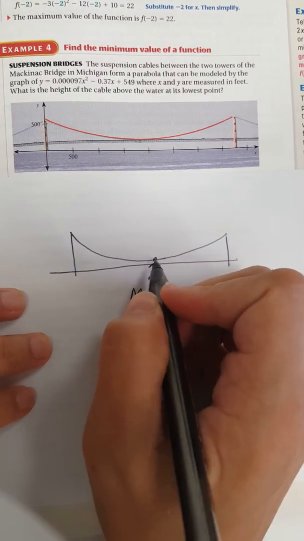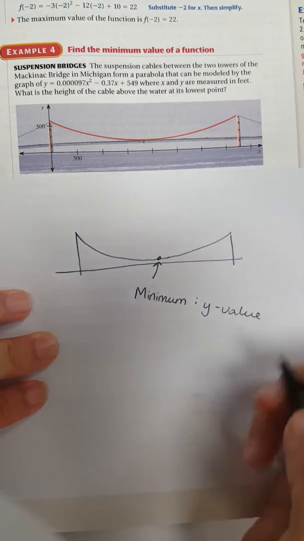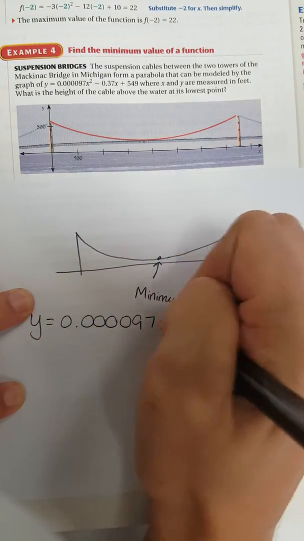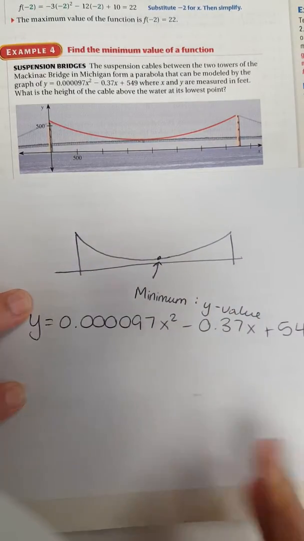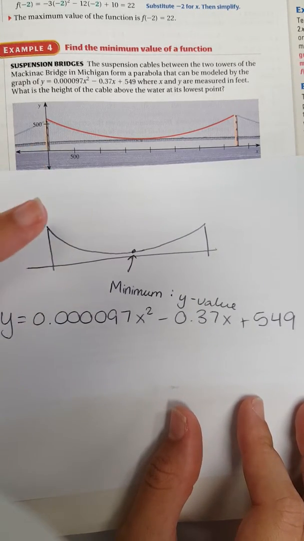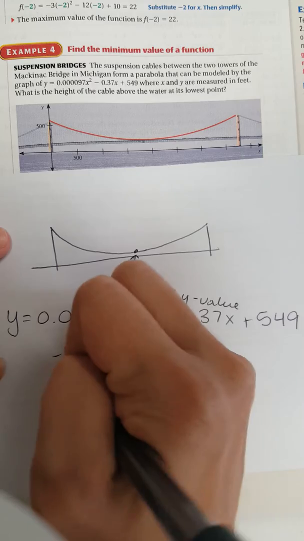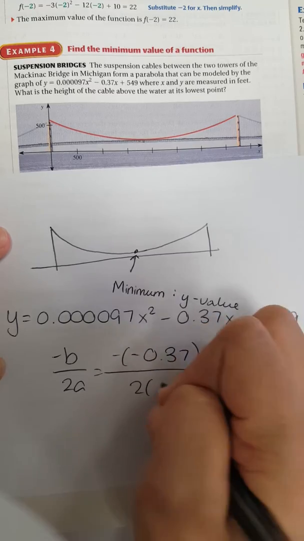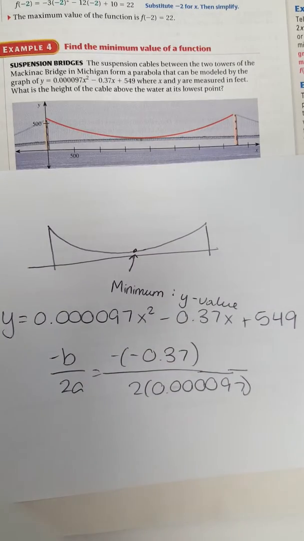It is the y value. The y value. Okay, so if I know that y equals 0.000097x squared minus 0.37x plus 549, if I know this is true, how do I find the y value? What do I have to find first? The x value. So negative b over 2a equals negative 0.37 over 2 times 0.000097.